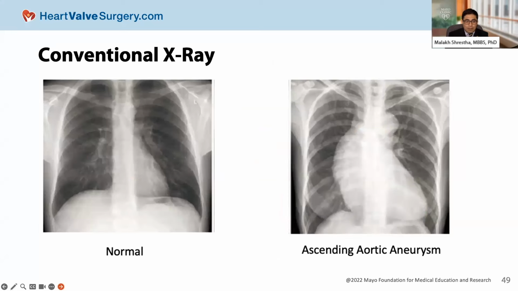So if you look at how to diagnose, in the old days it used to be only conventional X-ray. On the left side, you can see the normal X-ray, where there is no dilatation. On the right side, the ascending aorta is really big and dilated. Here on the right side of the X-ray, you can see another patient with a huge dilatation of the aorta. Next slide, please.